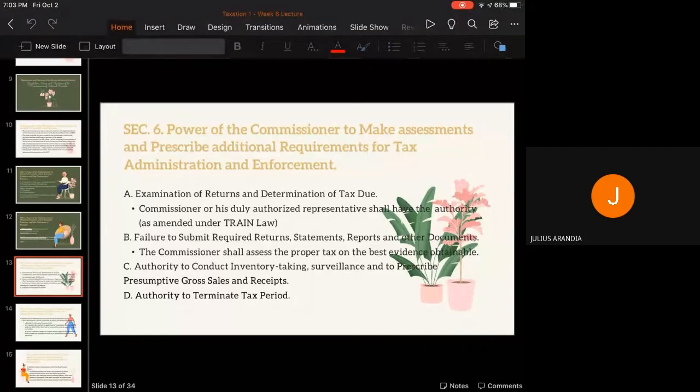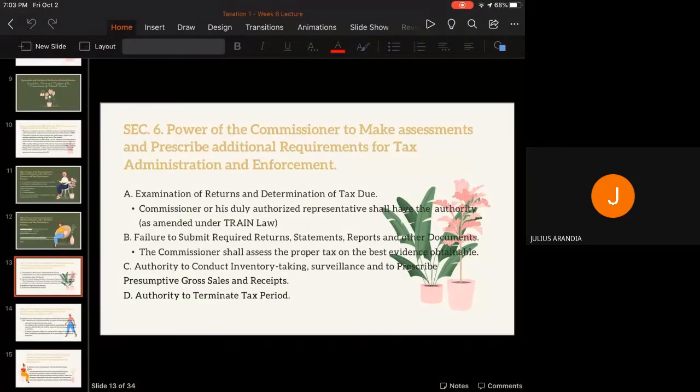So if there is failure to submit returns, statements, and reports or other documents, the BIR can obtain or can assess the proper tax of the taxpayers based on the best evidence obtainable.